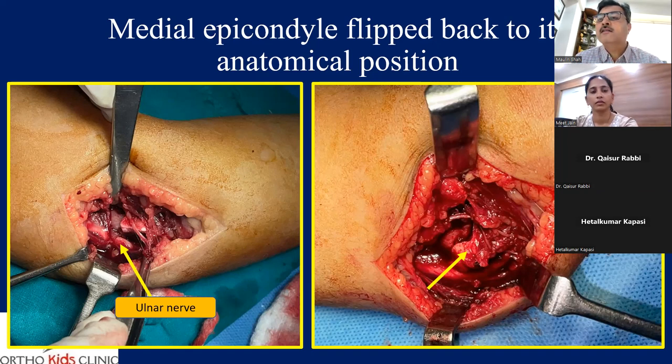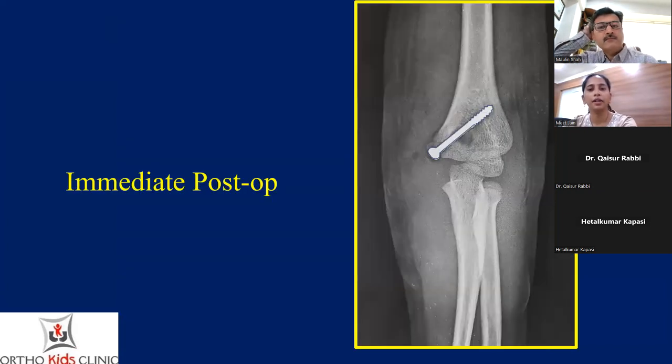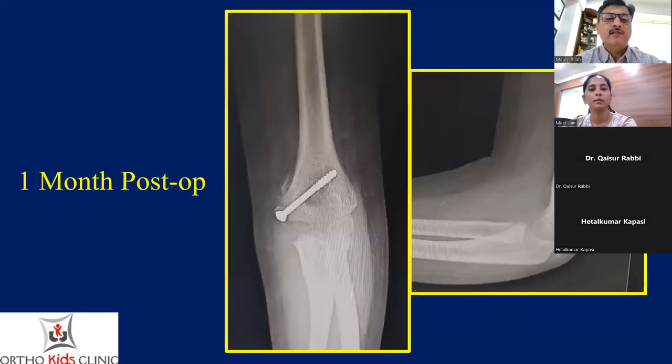So once we opened it, we realized that it's better to fix it this way. Yeah, go ahead. And the retraction of the ulnar nerve is very important. So this is post fixation with CC screw, and the immediate post op radiographs show good reduction. And this is 1 month post surgery. So we started range of motion at a month, and a 4 mm CC screw would do the job.